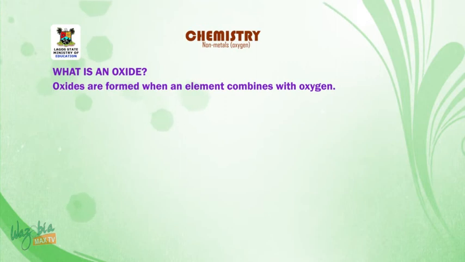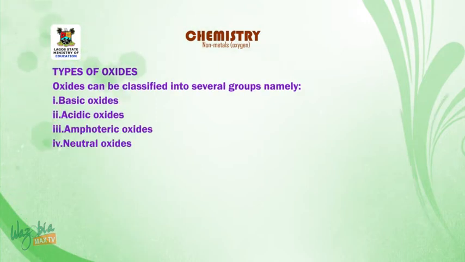What is an oxide? Oxides are formed when an element combines with oxygen. Types of oxides. Oxides can be classified into several groups, namely 1. Basic oxides, 2. Acidic oxides, 3. Amphoteric oxides, and 4. Neutral oxides.